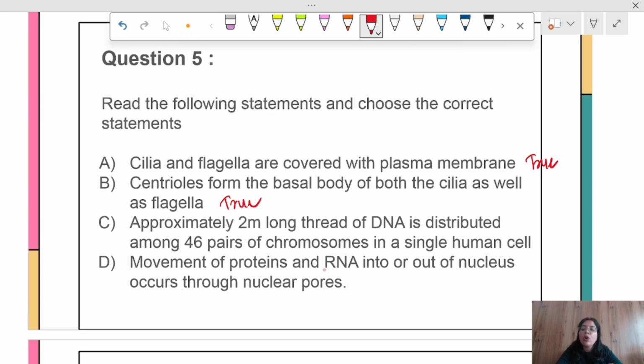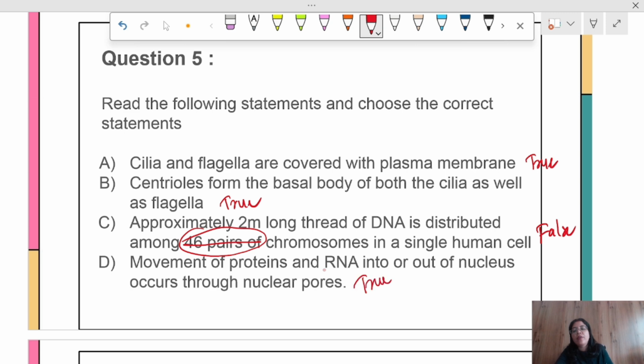Approximately 2-meter long thread of DNA is distributed among 46 pairs of chromosomes in a single human cell. This is false, right? Do we have 46 pairs of chromosomes or 23 pairs of chromosomes? This is wrong, right? It should not be 46 pairs. It should be either 46 chromosomes or 23 pairs. So it is false. Movement of proteins and RNA into or out of nucleus occurs through nuclear pore.